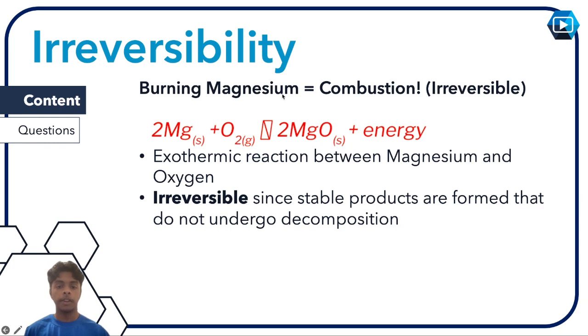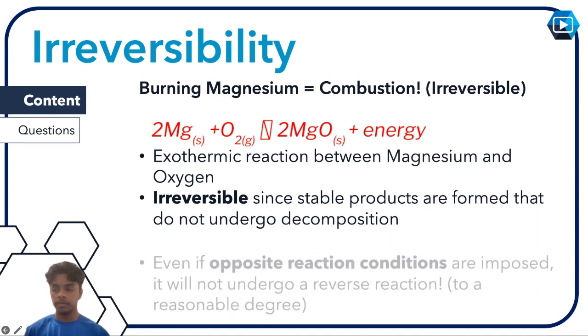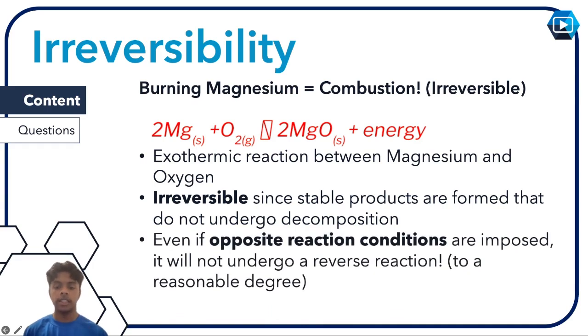But in this case, for combustion reactions, even if we supply the opposite reaction conditions, we will not see a reversible reaction. So we're heating up this substance, we're combusting it to form magnesium oxide. If we cool down magnesium oxide, it will not react back again to form magnesium and oxygen. So that's another thing that you can talk about when you're writing procedures regarding investigating the irreversibility of reactions. So even if the opposite reaction conditions are imposed, it will not undergo a reverse reaction to a reasonable degree at least.